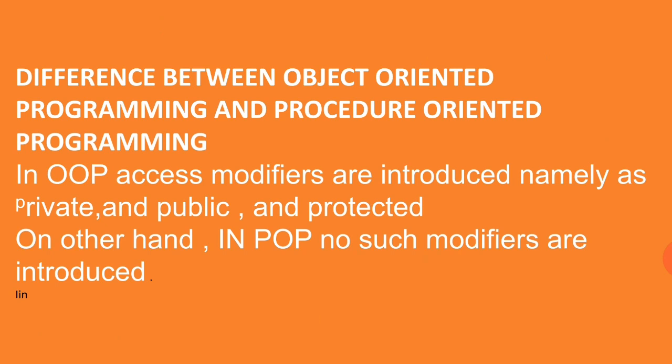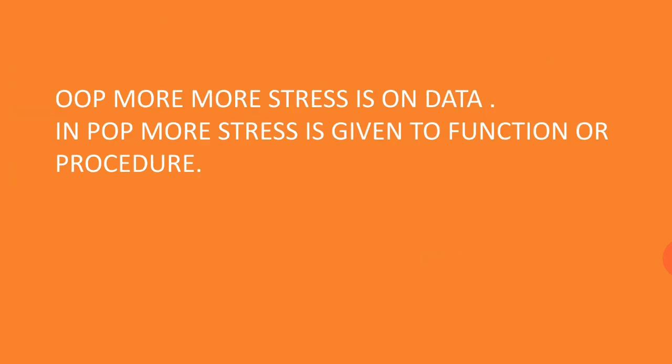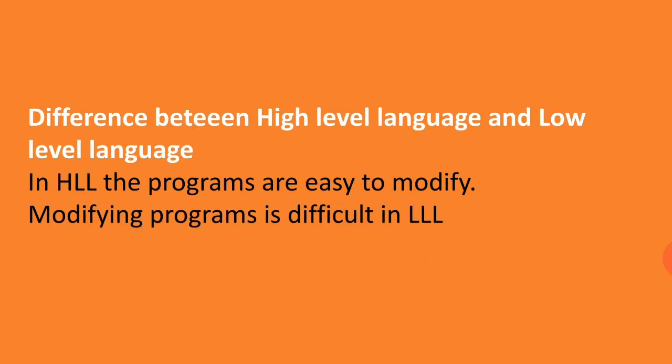Then we have a second difference. In object oriented programming, 3 access modifiers are provided: private, public and protected. But in procedure oriented programming, no such modifiers are introduced. In object oriented programming, more stress is on data, and in procedure oriented programming, more stress is given to the function or the procedure. So I think everybody has understood these differences.